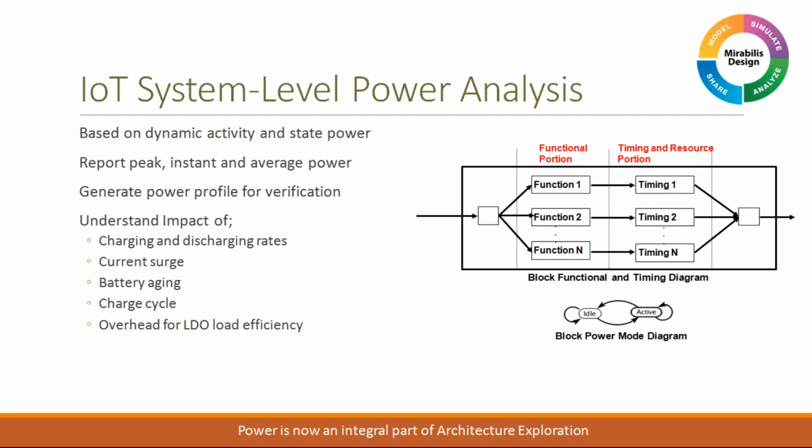Understanding in which state that particular device is, we compute the dynamic power consumption of that component itself, and then we add that generated power consumption to the top level power manager, which provides us the instantaneous and average power consumption. And looking at the battery performance, we look at the charging and discharge rates, or current surge, battery aging capabilities, and charge cycles or overheads and things like that.